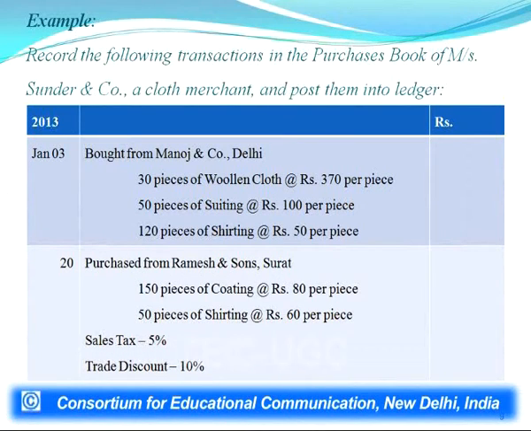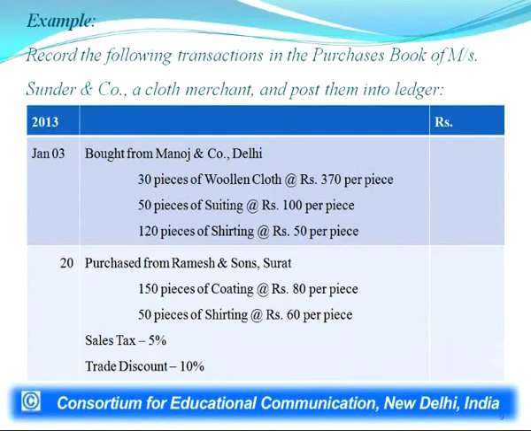Now, we will see one example. In the example we are given only two transactions here. Record the following transactions in the purchases book of Messrs. Sundar and Company, a cloth merchant, and post them into the ledger. The details are given for January 3 and 20. The first transaction: bought from Manoj and Company, Delhi, 30 pieces of woolen cloth at rupees 370 per piece, 50 pieces of suiting at rupees 100 per piece, and 120 pieces of shirting at 50 rupees per piece.